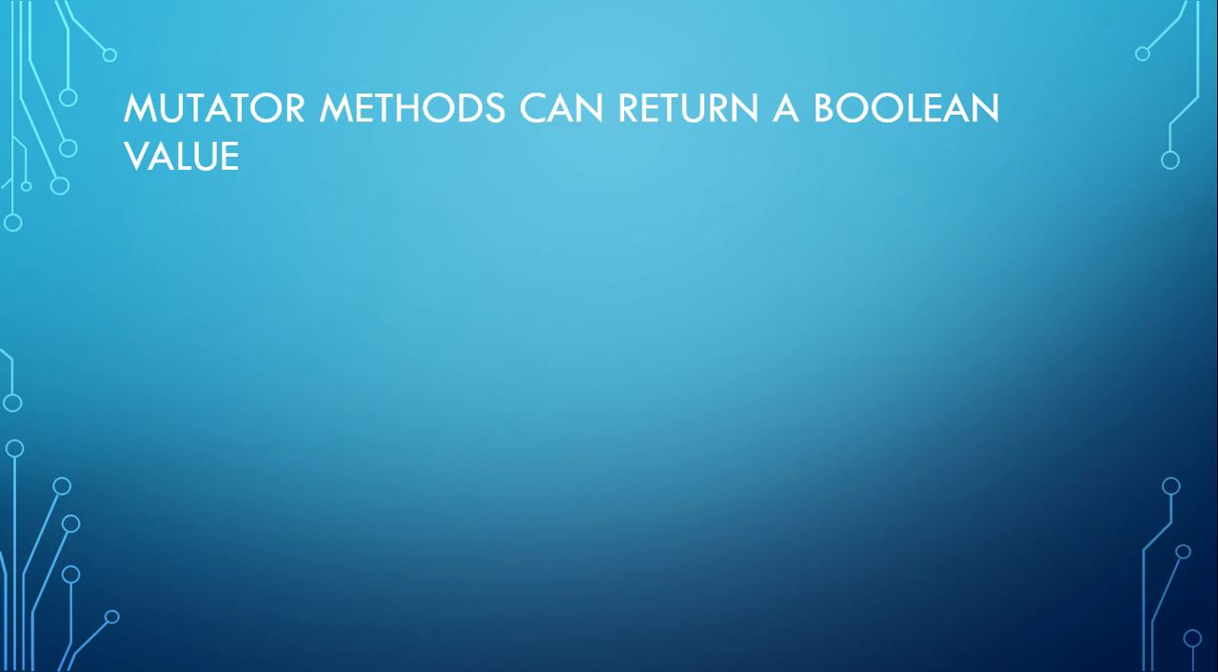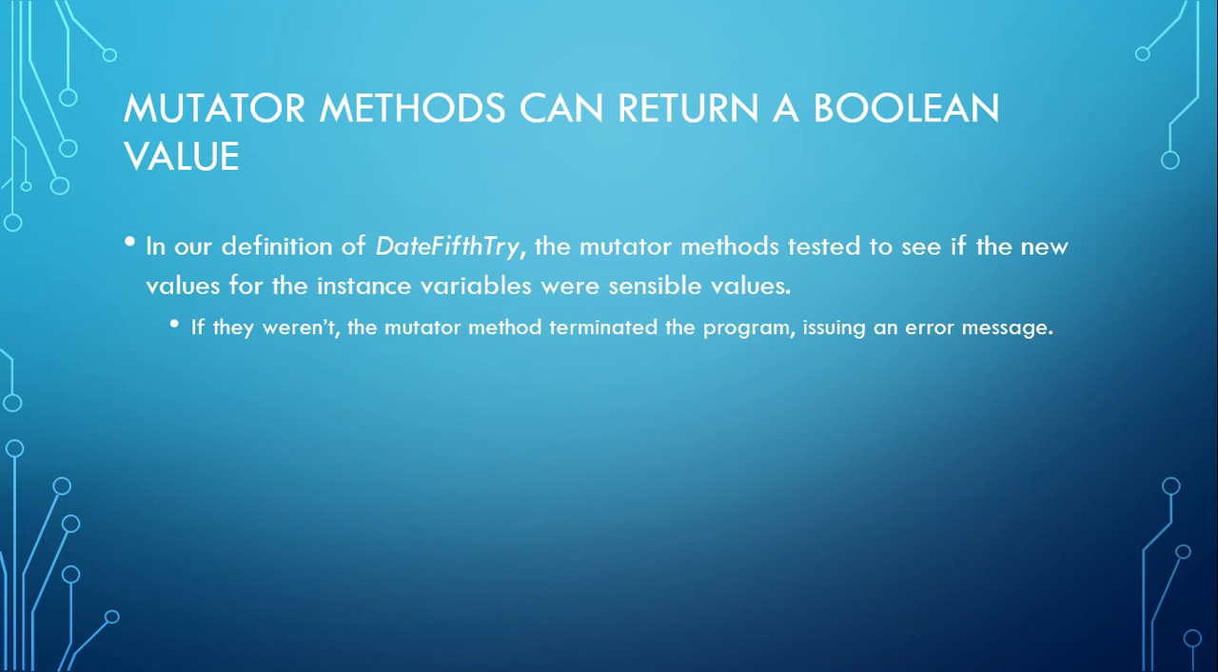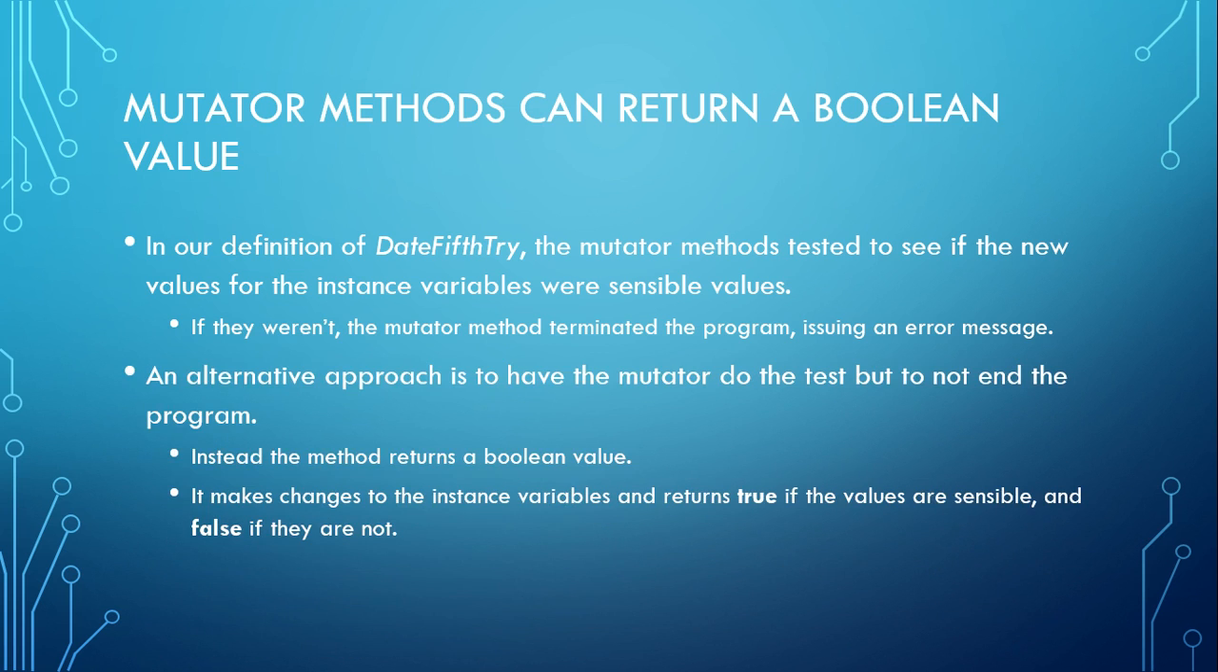Now, mutator methods can return a Boolean value. In our definition of DateFifthTry, the mutator methods tested to see if the new values for the instance variables were sensible values. In other words, did they make sense? Were they real numbers? Were they real dates? If they weren't, the mutator method terminated the program and issued an error message. Now, an alternative approach to this, rather than killing the program, is to have the mutator do the test but not end it. Because let's face it, if we end the program, that doesn't necessarily do us any good because sometimes we want the program to keep running.